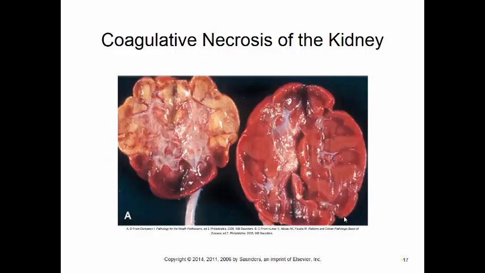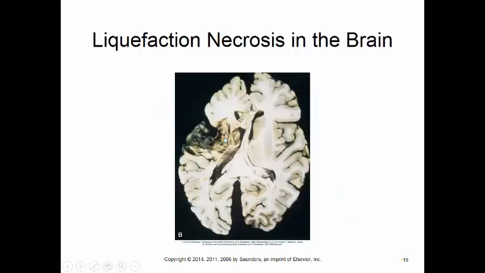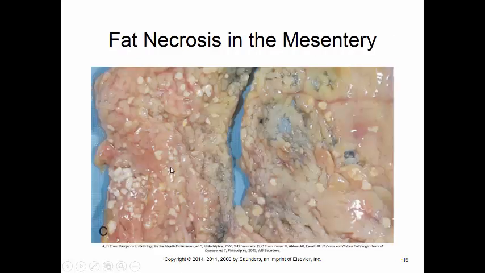So here's a coagulative necrosis of the kidney. We can see our kidney here and our ureter, and then you can see the cellular damage, how it got kind of yellowish and red. Okay, liquefaction necrosis over in this portion of the brain, where the brain tissue actually liquefied, and then fat necrosis in the mesentery, and you can see the fat being kind of digested and liquefied.